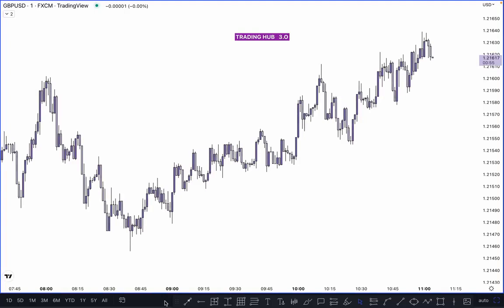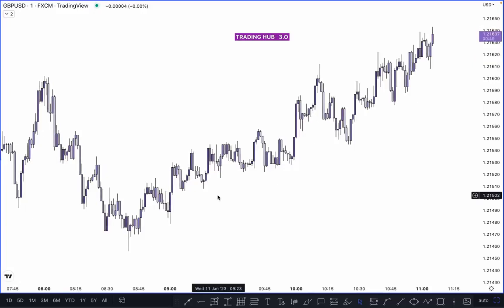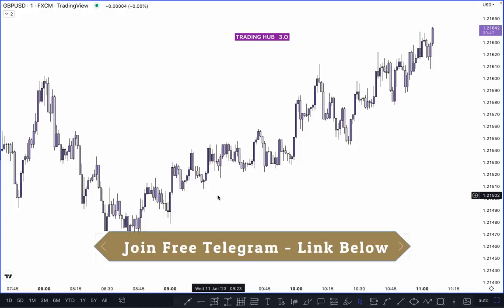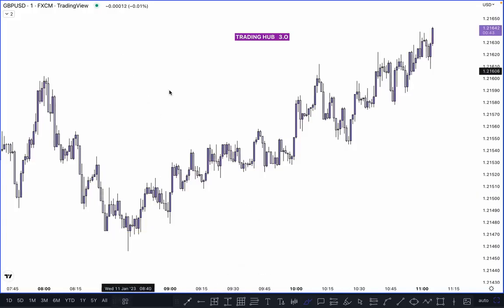So in this video we are going to focus on how we can identify a valid pullback, which is very important. Once you understand where your valid pullback is, you can easily mark your structure, and you can easily spot your inducement, liquidity, everything. First of all, you have to understand what a pullback is. Pullback means when the market pushes downside or upside in an impulsive wave, something like this. Let me show you exactly.